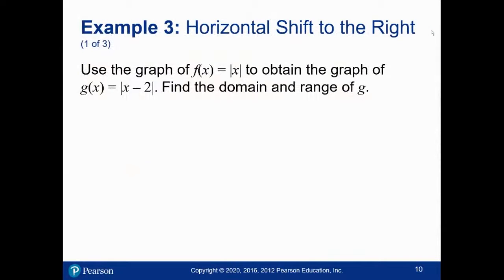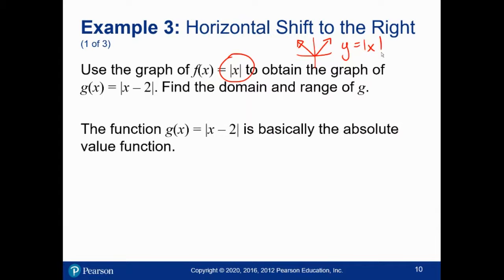So for example, a horizontal shift, okay? Use the known graph of absolute value, which remember looks like this, to obtain the graph of the absolute value of x minus 2, and find the domain and range. Okay, it's essentially the absolute value function, but it's not shifted down. A lot of students make this mistake. They see the minus 2 and they think it's a downward shift, but it's not.